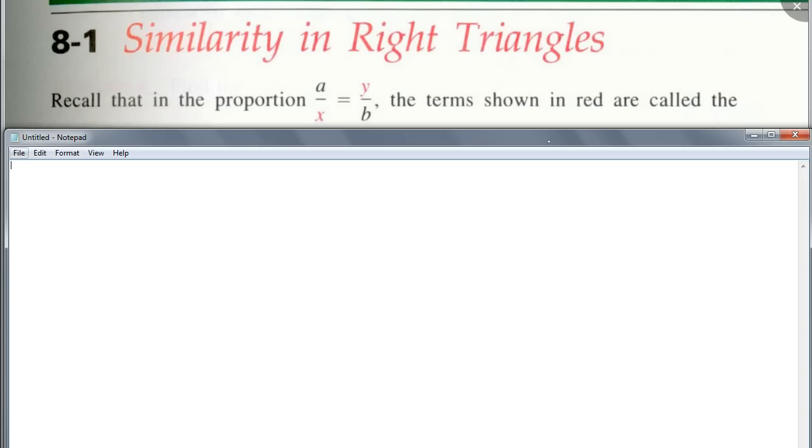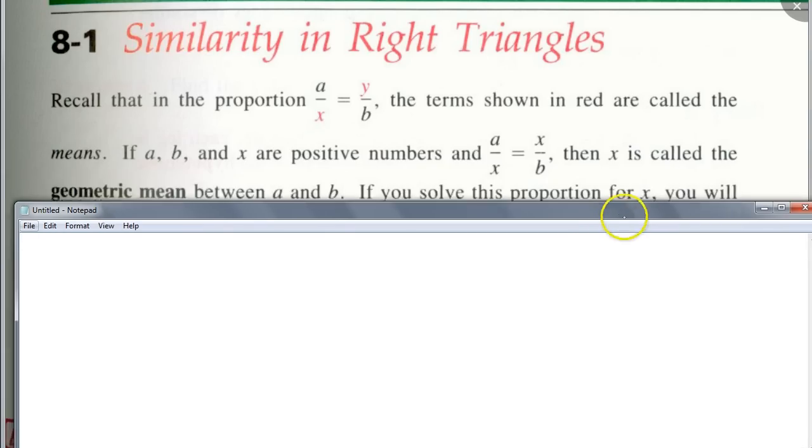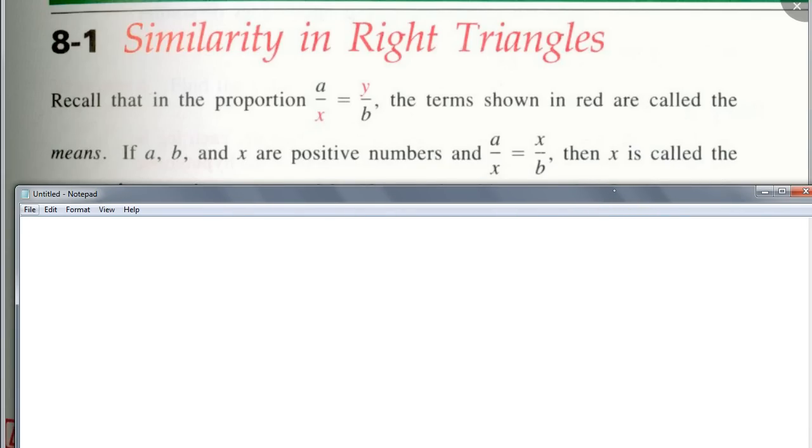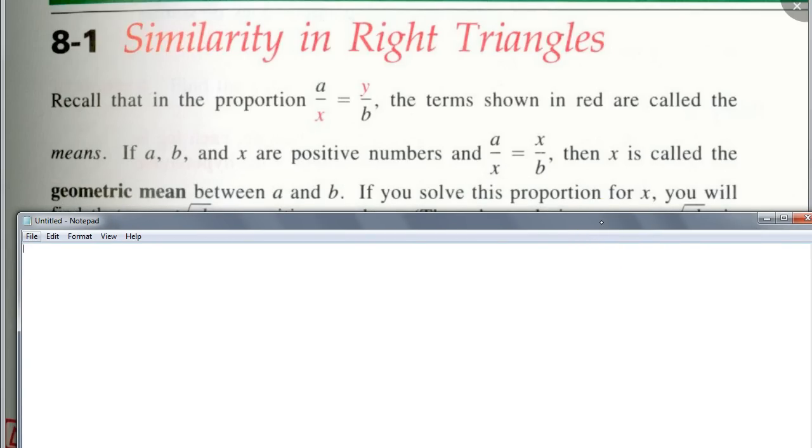There's a reason why we're talking about this, because some proportions are written this way. Kind of interesting. If a, b and x are positive numbers, and you have a proportion that happens to be a over x equals x over b, in other words the means are the same, we have a special name for these means. Anybody know what they're called? It's called the geometric mean. I'll write that down. If you have a proportion that happens to have the same means, those means are called the geometric mean.